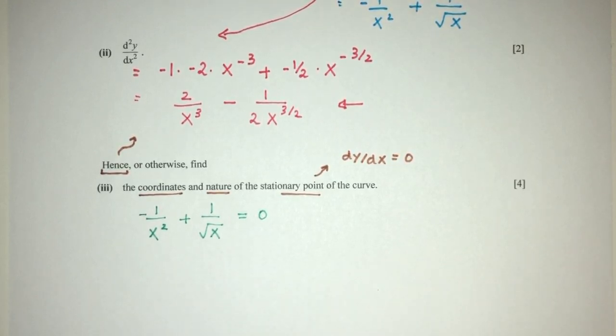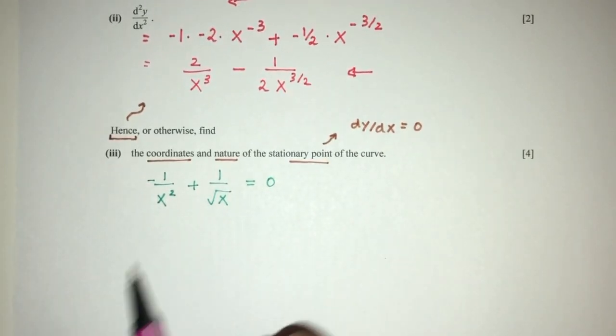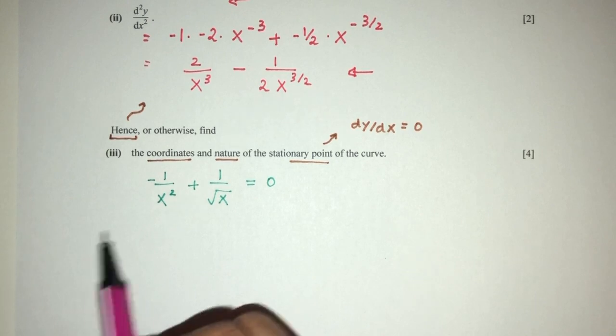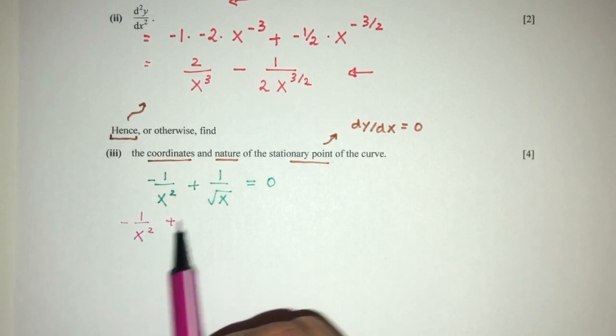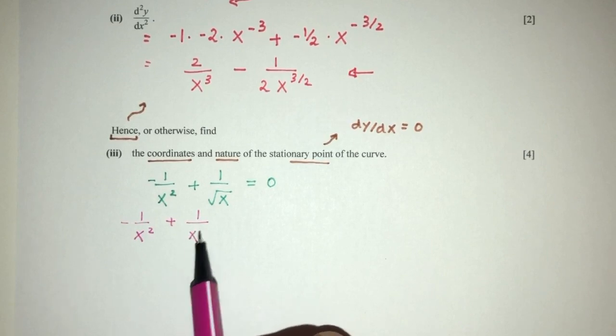So we have to solve this to find the values of x and then hence to find the point and then eventually the nature, but one by one. So let's see what can we do. So let us rewrite this. So we can have minus 1 over x squared plus 1, that will be x half.